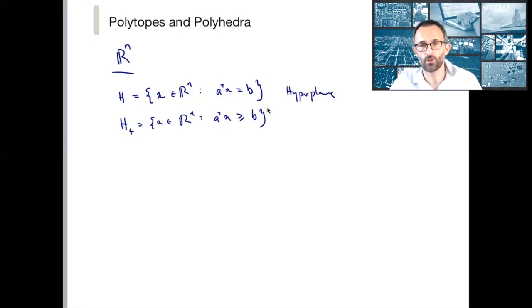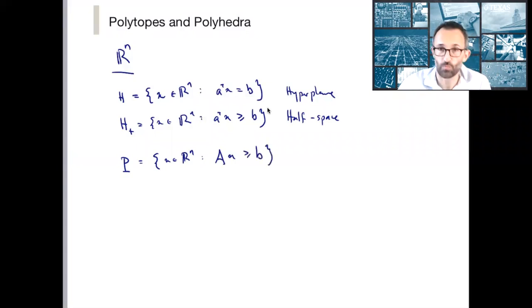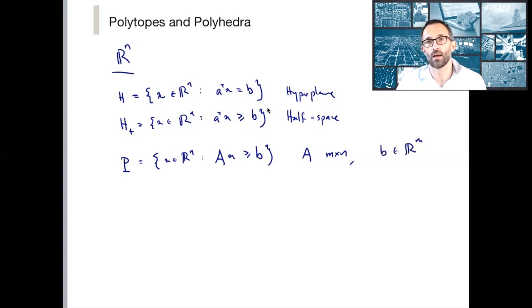And the intersection of hyperplanes and half spaces is what's called a polyhedron, which I'll denote by P. And capital A, I can't really do boldface here, so A is an m by n matrix, and b of course just matches dimensions, so it's in R^m. This is an intersection of m half spaces. Basically, what we've been drawing, and it's easy to show that these are all convex.